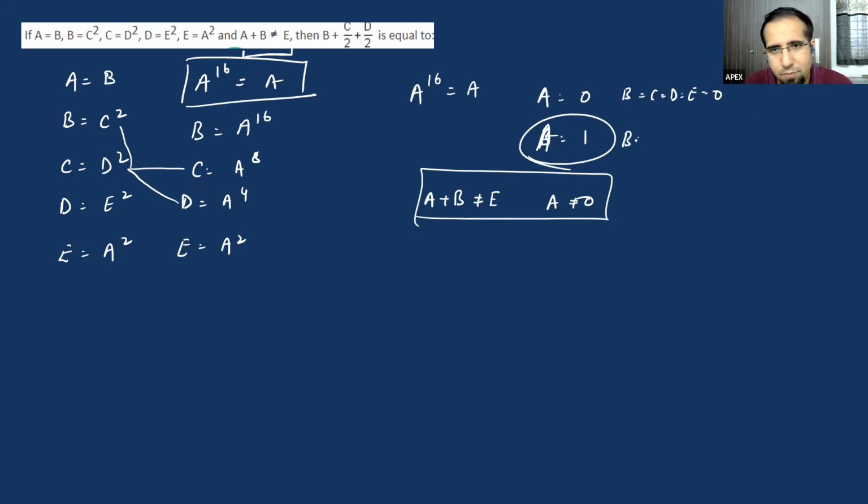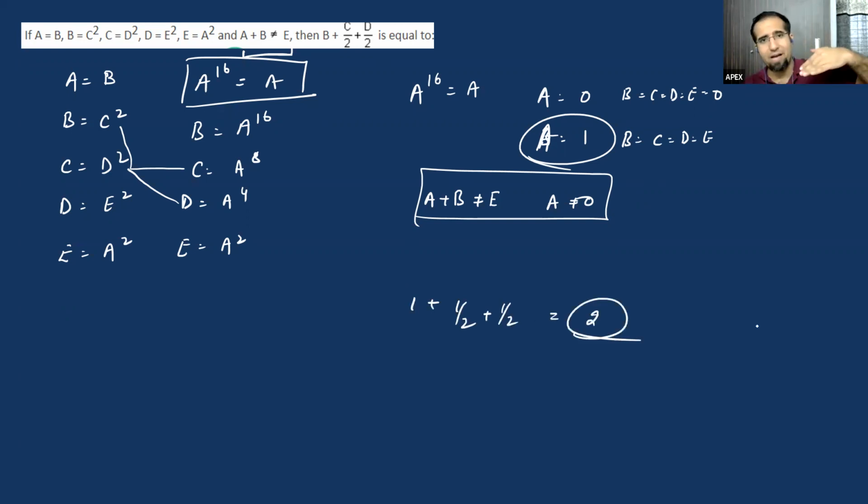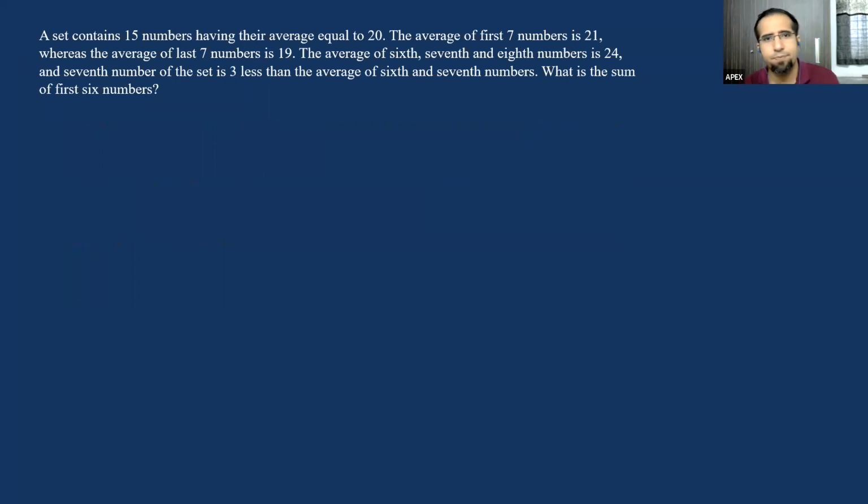If A is equal to 1, then B is equal to 1, C is equal to 1, D is equal to 1, and E is also equal to 1. So what is the final value? 1 plus half plus half. So your final value here becomes 2, which is a very simple question. You go backwards, you start replacing, and you get your final answer there. So a must-convert question in the examination.